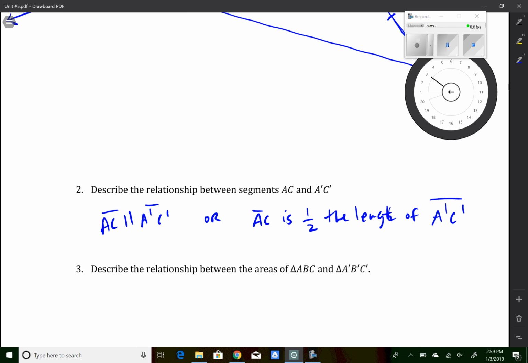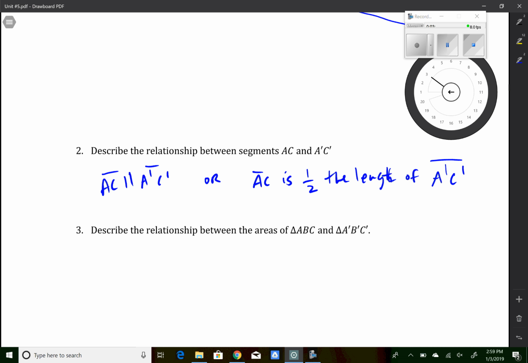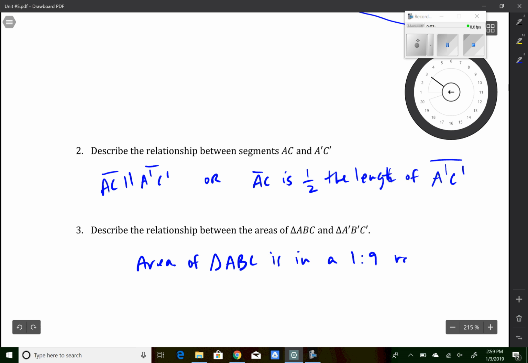And the last is describe the relationship between the areas. So the area of triangle ABC is in a 1:9 ratio to the area of triangle A prime, B prime, C prime. There you go. There's your answers for the homework.